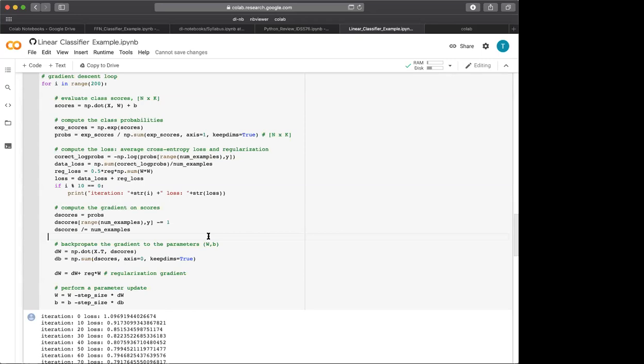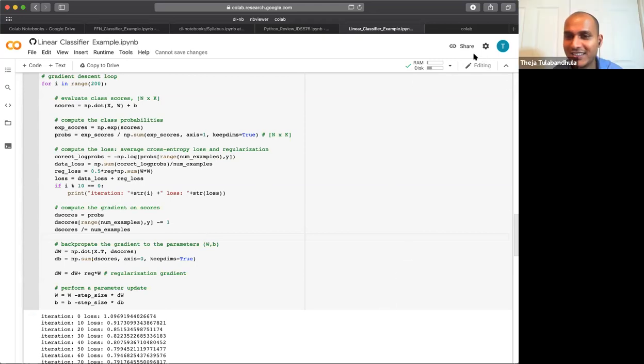Okay. And from the chat, Supriya said that a smaller step size makes it easy to converge. Is that true?